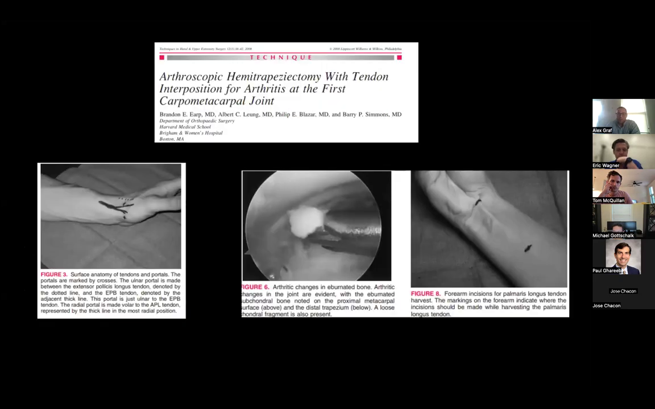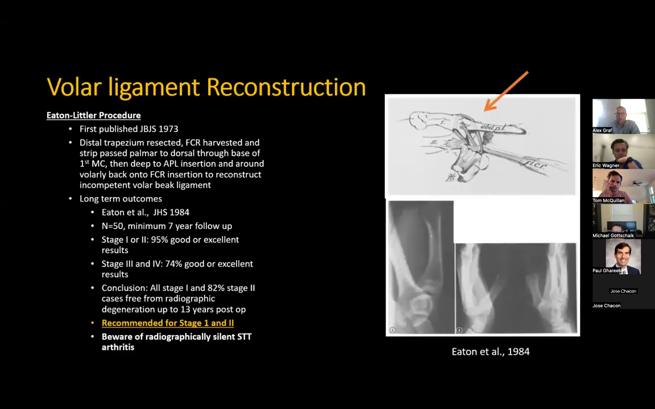This is using arthroscopic hemitrapeziectomy with a tendon interposition. I know that in our fellowship, we did a few cases with acellular dermal matrix that had excellent early follow-up. I did not see them long-term.